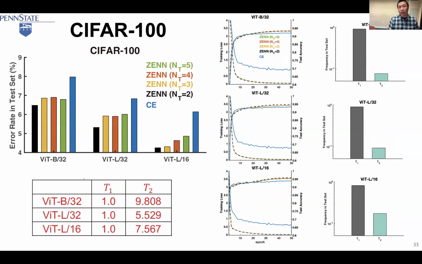Okay, and then we apply the same to CIFAR 100. This is a different number of temperatures. You can see two resources should be the best, the black one, and you have T1 and T2. This is how we compute.